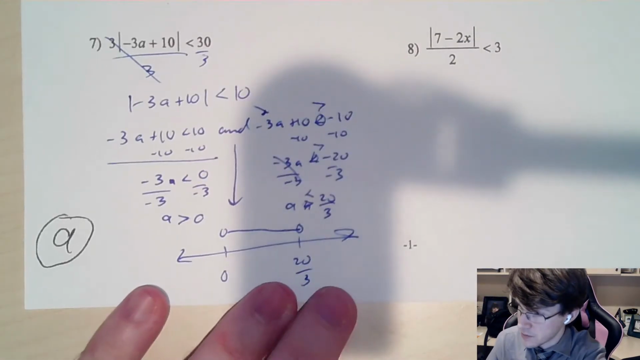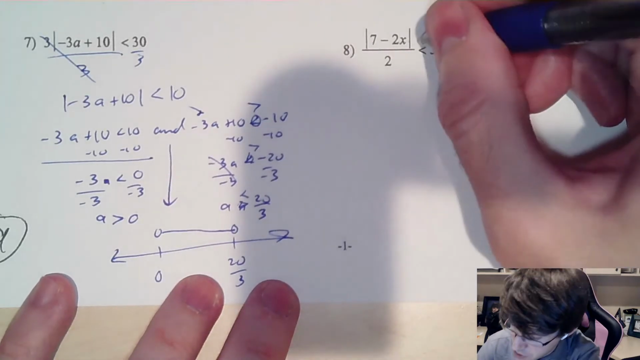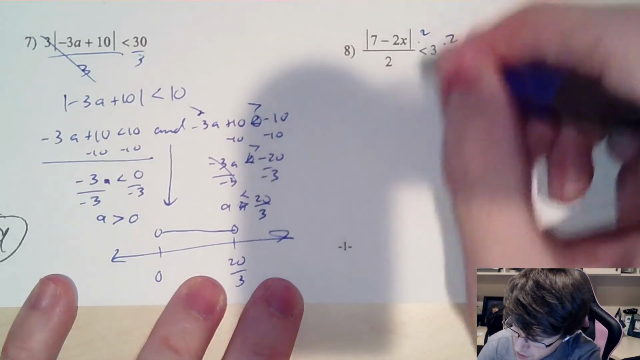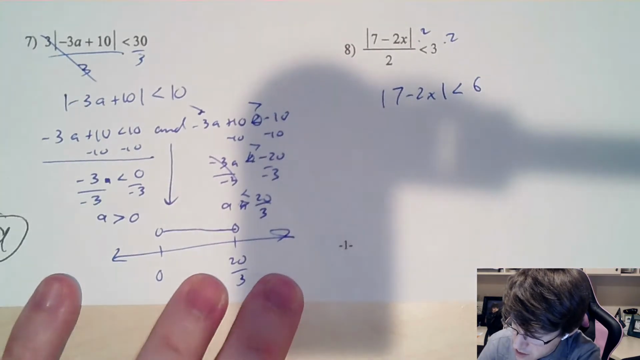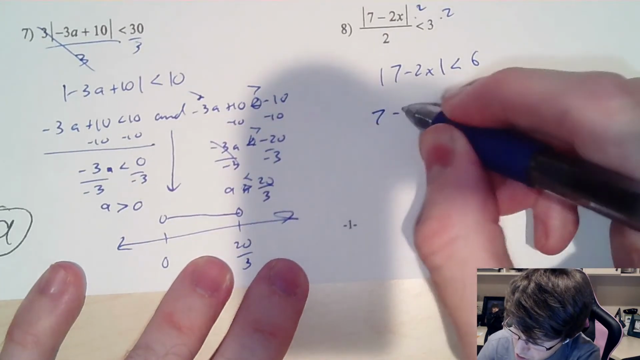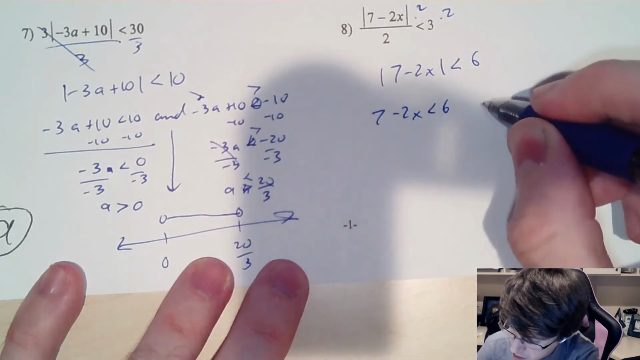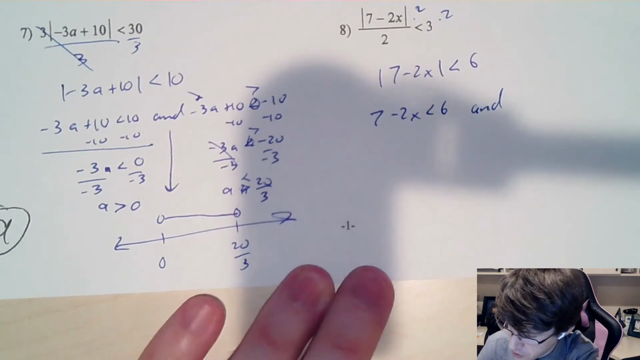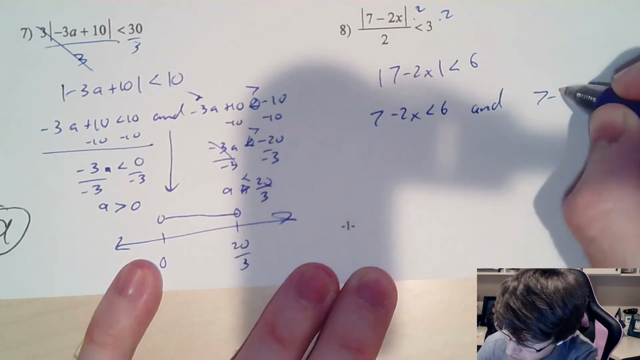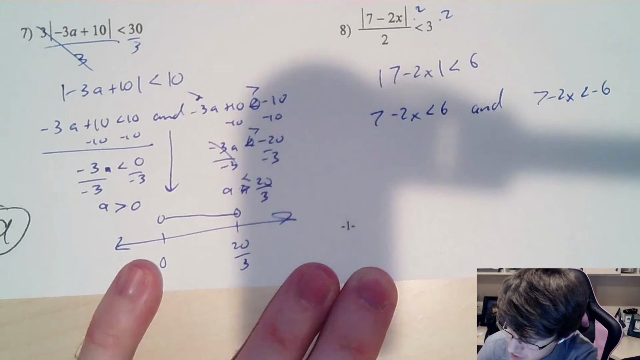Telling you, I'm too tired. Too tired. Let's finish this up. Multiply both sides by 2. Those guys cancel. You get 7 minus 2x less than 6. Splitting it into two separate questions. 7 minus 2x less than 6. And yet again, too many "and"s on this. So many "and"s, not enough "or"s. All right, and 7 minus 2x less than negative 6.